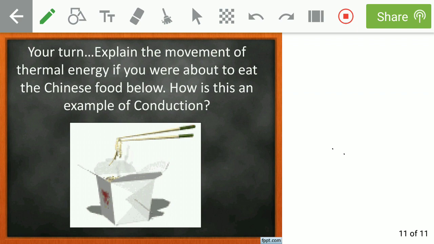Now it's your turn, and I want one explanation from your side also so that we can know whether your funda is clear or not. The question is, you just need to think about the movement of thermal energy when we are about to eat the Chinese food below. How this is an example of conduction we can discuss in the next video, but till then you can think about it and try, and you will get the answer. So guys, hope you get the point and you understand whatever I discussed.